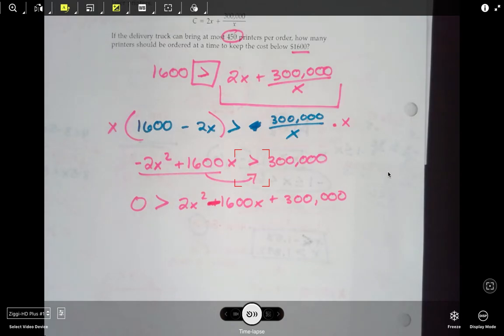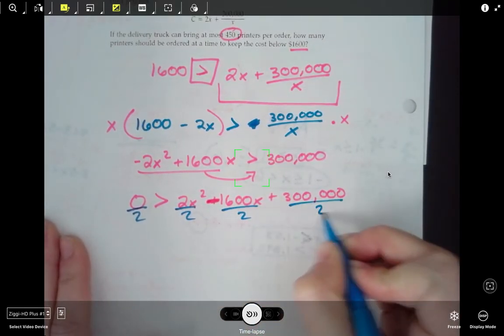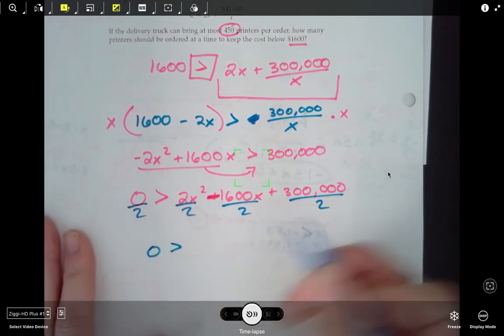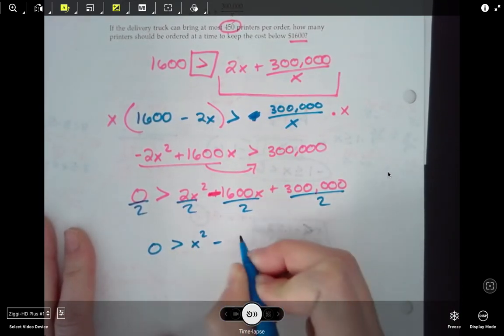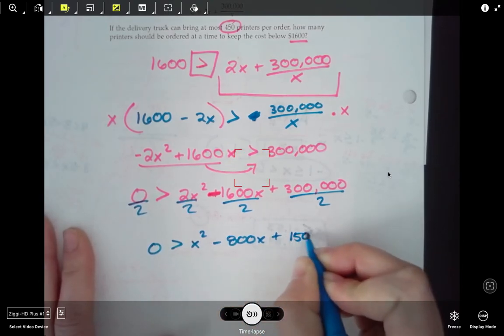That's a quadratic. We're going to end up solving that quadratic, so we either have to factor or use the quadratic formula or something of that nature, but there's one thing that I can do first. Divide everything by 2. Everything divides by 2. So 0 is still greater than x squared minus 800x plus 150,000.